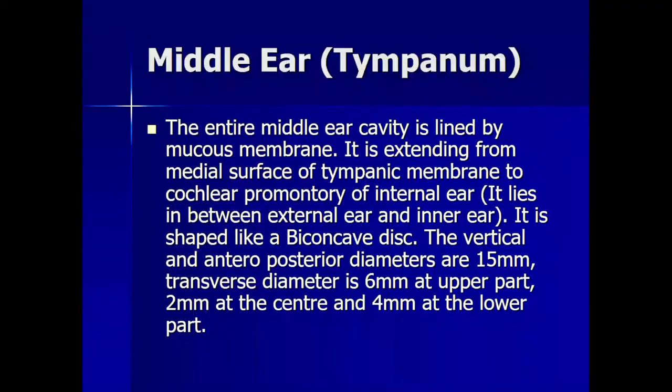And middle ear is lined by mucous membrane. It is extending from medial surface of tympanic membrane to cochlear promontory of internal ear. It lies in between external ear and inner ear. It is shaped like a biconcave disc. The vertical and anterior-posterior diameters are 15 millimeters. Transverse diameter is 6 millimeters at upper part, 2 millimeters at the center, and 4 millimeters at the lower part.